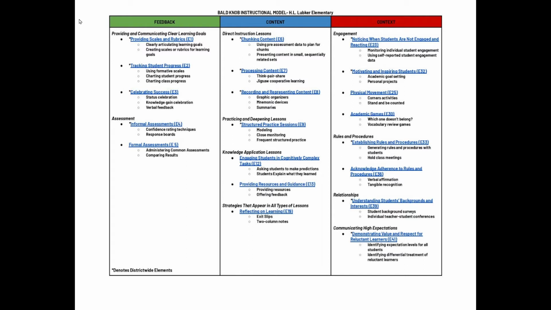E6. Chunking content. Chunking content of a specific skill set is when the material is taught in chunks or smaller parts, which are often referred to as digestible parts. This allows time for students to process pieces of the specific skill set before having to put it all together.